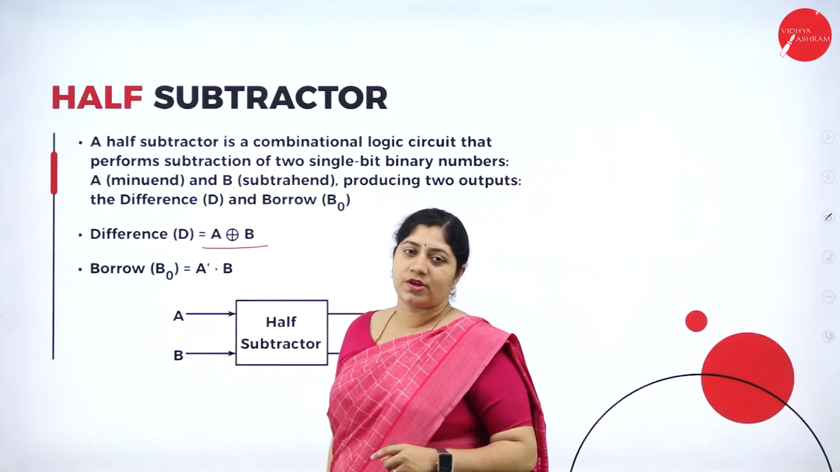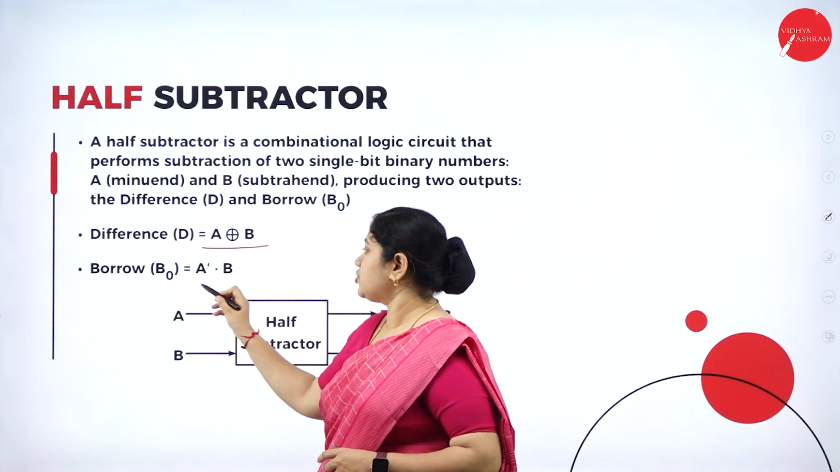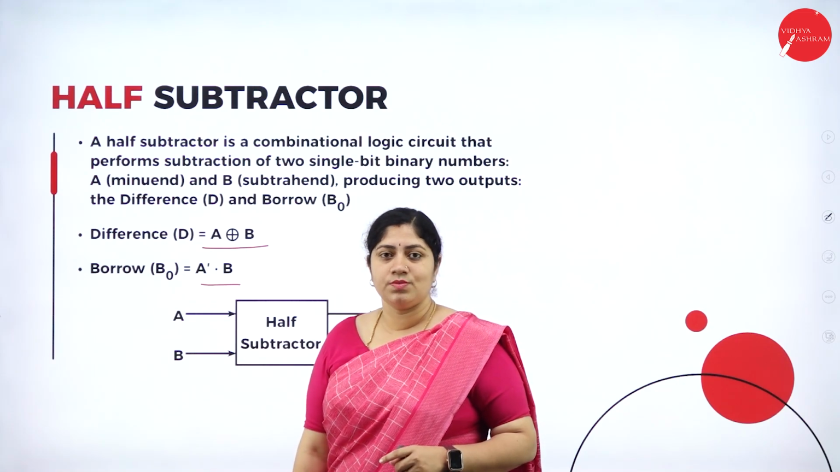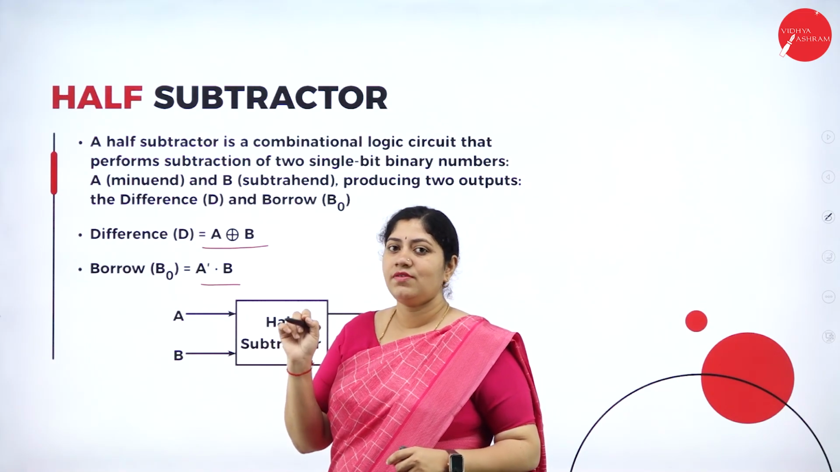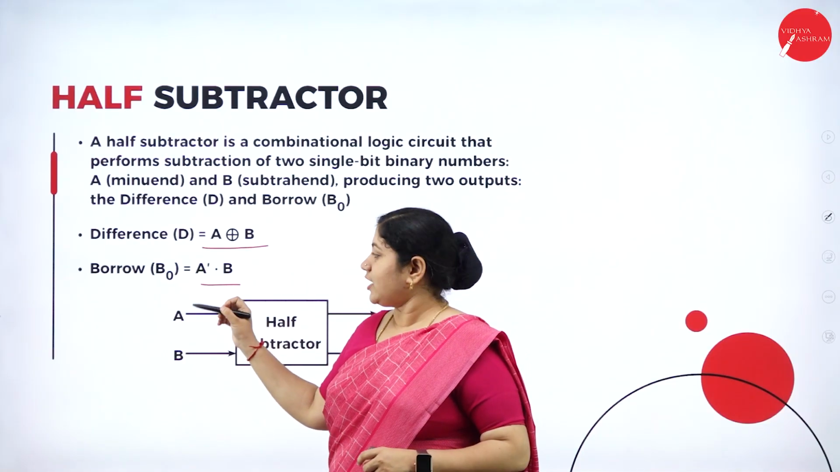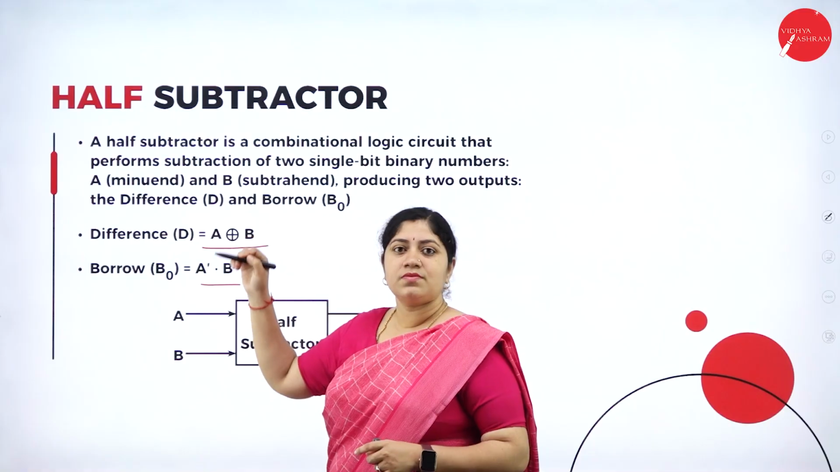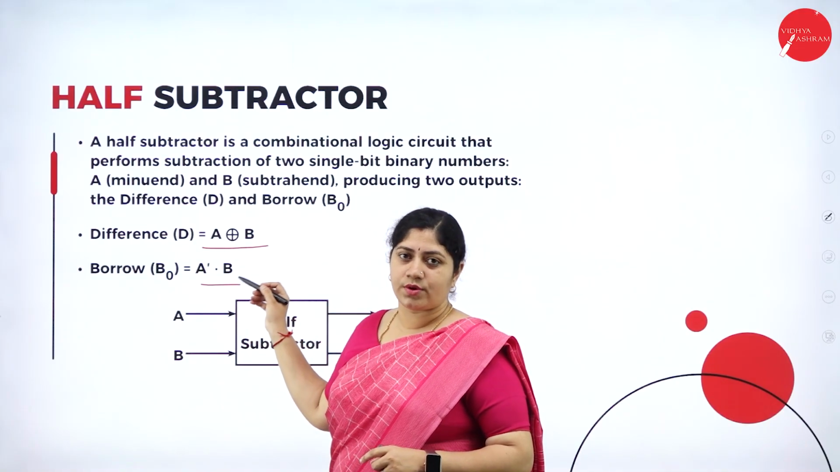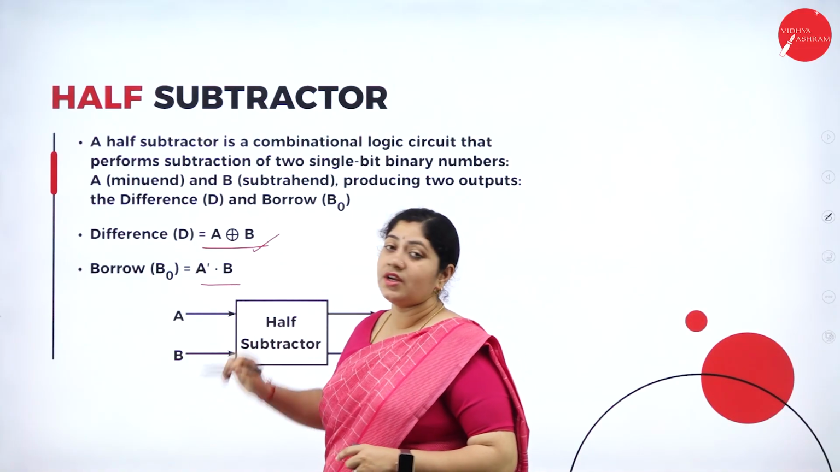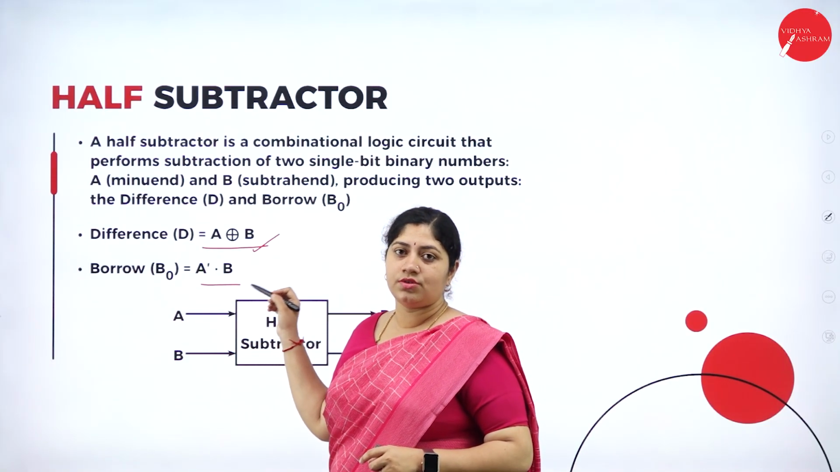The difference expression is A XOR B, then for borrow, the expression will be A dash into B. So there is a very slight difference between the half adder and the half subtractor. That's with respect to only the borrow. Even there, for sum, the expression was A XOR B itself. Yes, even here it continues the same thing. And the borrow expression is A dash into B.